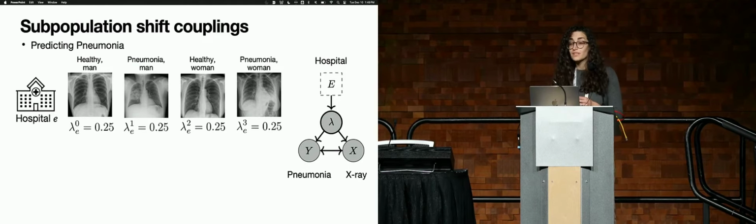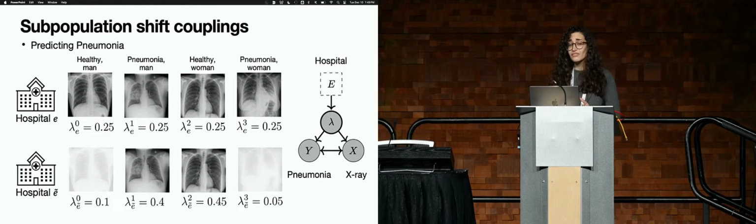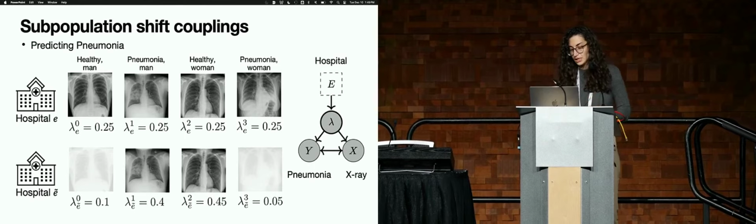For example, if I'm sampling from a hospital E, maybe I'm equally likely to observe any one of those patients. But if I'm sampling from hospital E tilde, maybe men who are healthy are underrepresented and women with pneumonia are also underrepresented. So if I were to take the data from hospital E tilde, train a model, and then try to apply it to hospital E, that model might not do well because it might be encoding information about the sex of the patient when predicting the outcome.